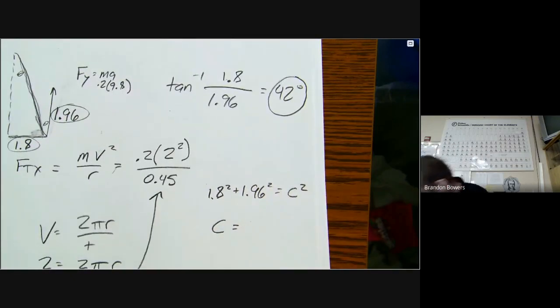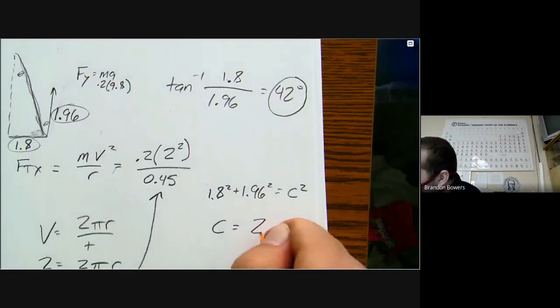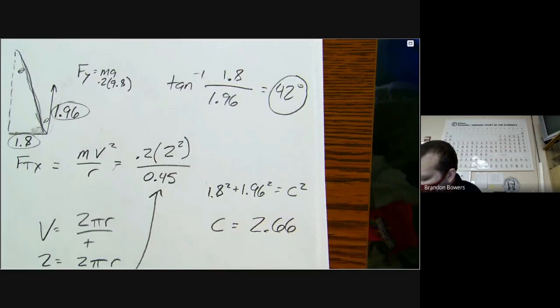Actually, I rounded a little bit. Might be a little off. 1.8 squared. I got 2.66.